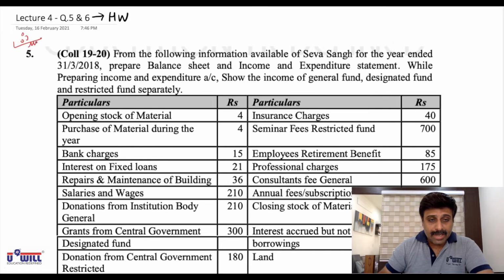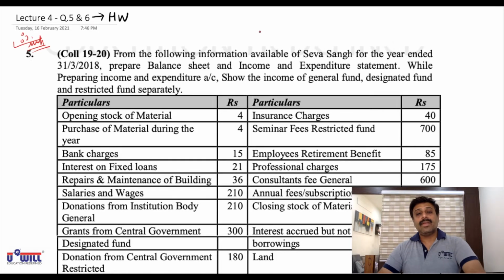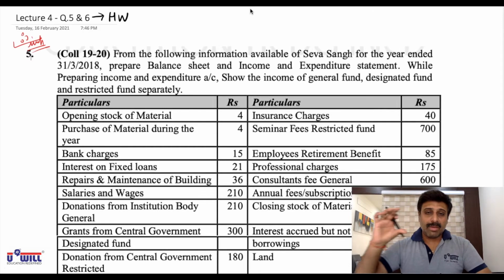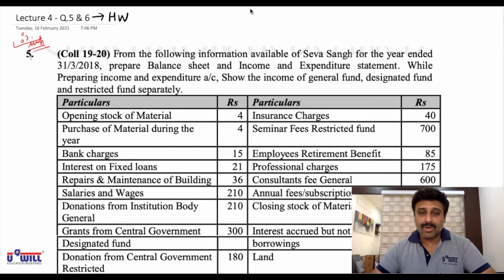If you all recollect, in the very first lecture when I gave you the formats of the income and expenditure statement and balance sheet, the income and expenditure statement was made in columnar form. Look at that summary if you have done it from the first lecture. In income and expenditure, we made the columns of general fund, designated fund, restricted funds and total. Now, when are we supposed to make that income and expenditure in that columnar form?